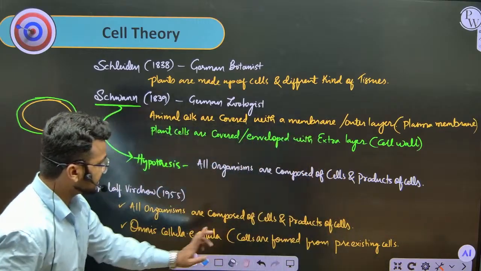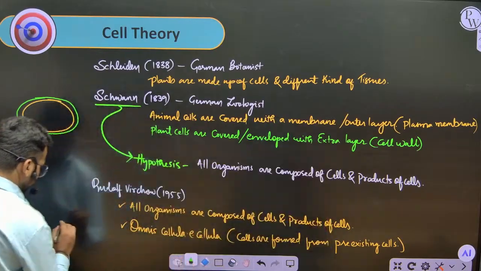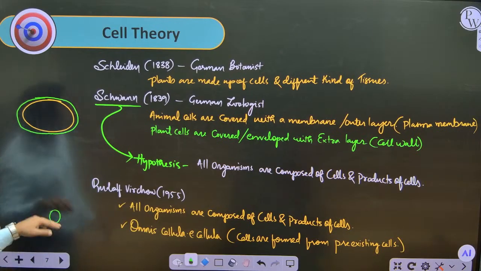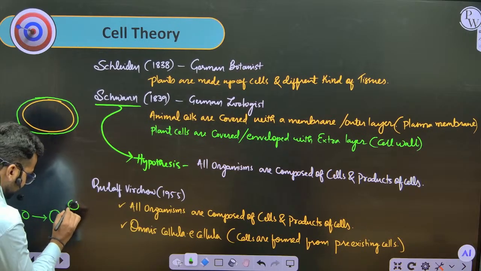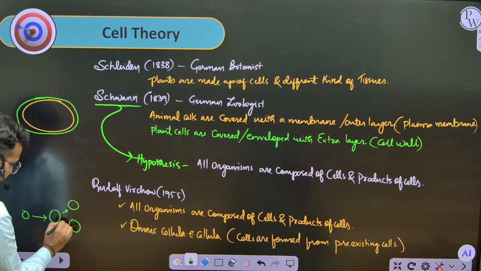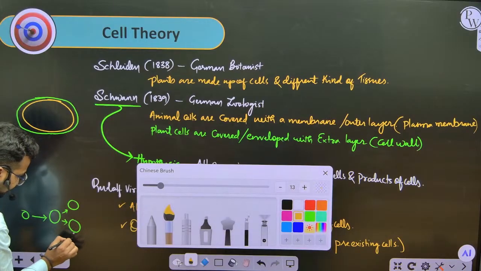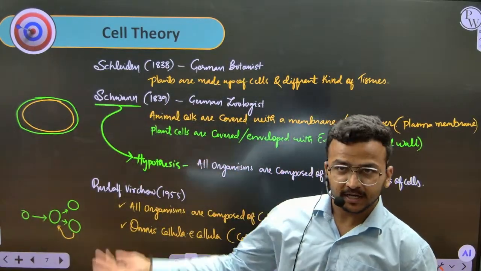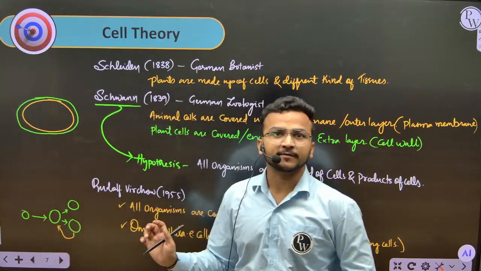So he added this statement, which means, see, a cell is there. How is this cell formed? It is formed from a pre-existing cell. When it undergoes division, we will get 2 cells. This is the new cell; it came from this one, which pre-existed, in the sense that it was already there. So from the cell which was already there, I am getting new cells.